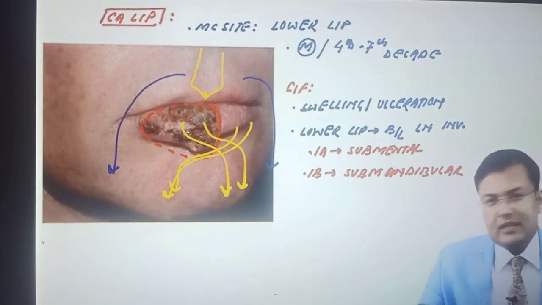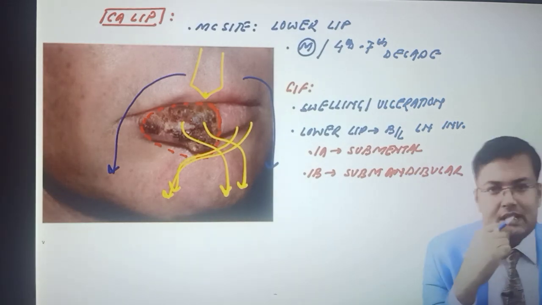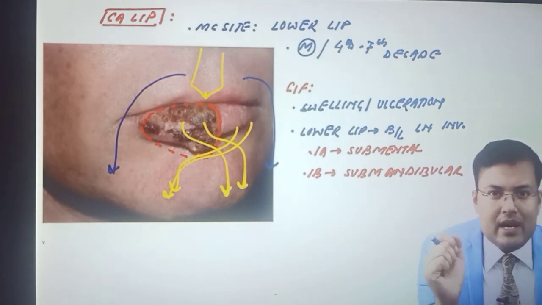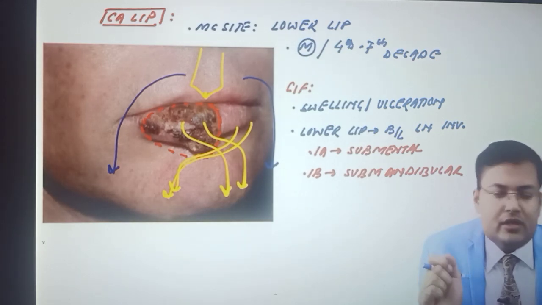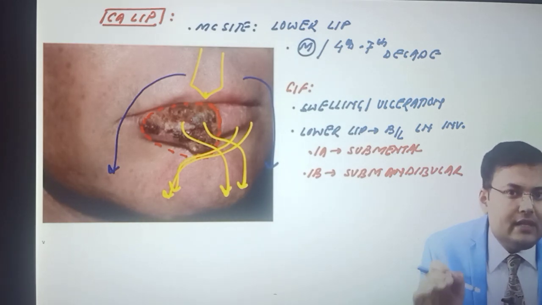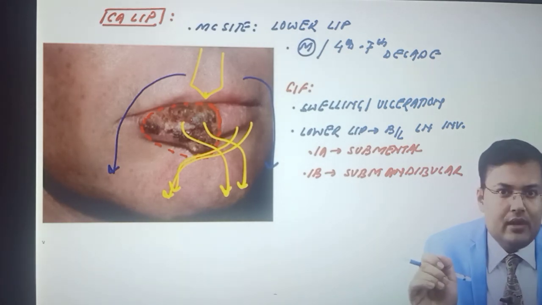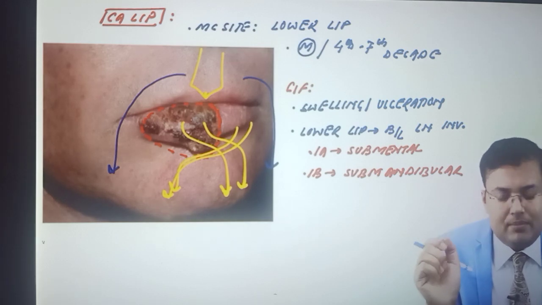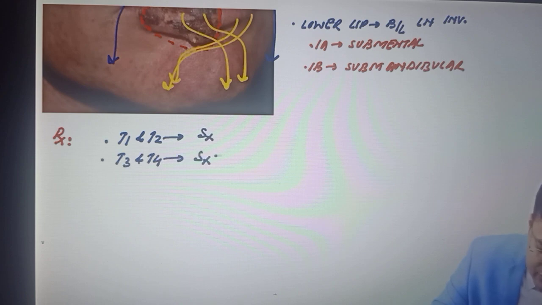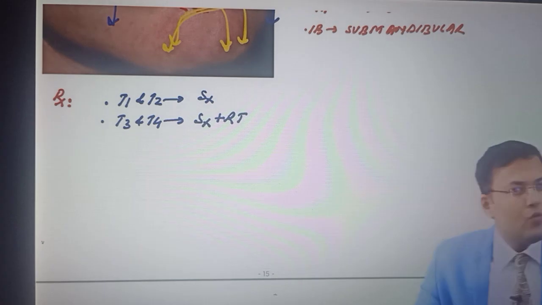The rest of the things are very similar to any other malignancy: the investigation of choice for diagnosis is biopsy, and for staging, MRI. For T1 and T2, surgery alone is sufficient in the majority of cases, and for T3 and T4, we give surgery plus radiotherapy. Now see what kind of treatment is done in carcinoma lip. T1 and T2 tumors, surgery alone. T3 and T4, surgery plus radiotherapy. Clear? Now what kind of surgery?